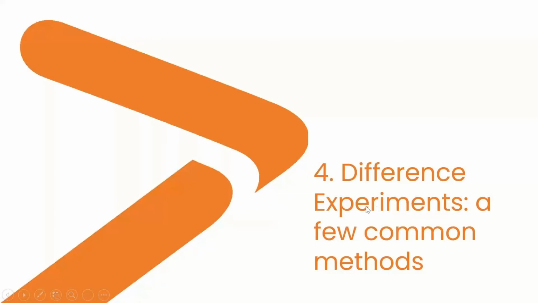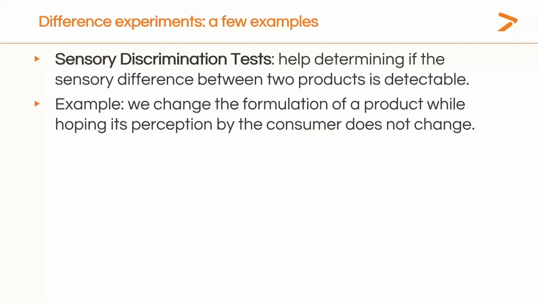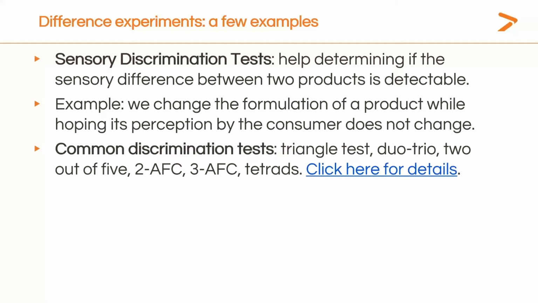So I'll be focusing on difference experiments. Here are a few common methods. Sensory discrimination tests. These tests help determining if the sensory difference between only 2 products is detectable. For example, we change the formulation of a product while hoping its perception by the consumer does not change. Okay, so in order to see whether the perception by the consumer changed or not, we can set up a sensory discrimination test. So common discrimination tests include the triangle test, duo-trio, 2 out of 5, 2 AFC, 3 AFC, and tetrads.